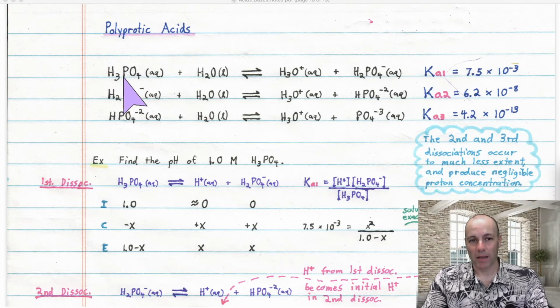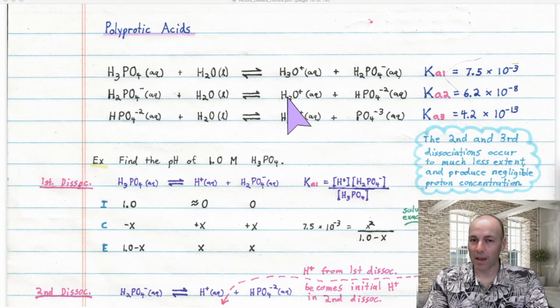It can release 3 protons in solution for each molecule. And the way polyprotic acids work is the molecule releases the first proton, and the conjugate base that remains can go on and release the second proton, and the conjugate base from it can go on and release the third proton. Now, each one of these dissociations is a weak dissociation for phosphoric acid, and therefore has its own equilibrium constant. So this is the K for the first dissociation. We'll call it Ka1 since it's an acid and it's the first one.